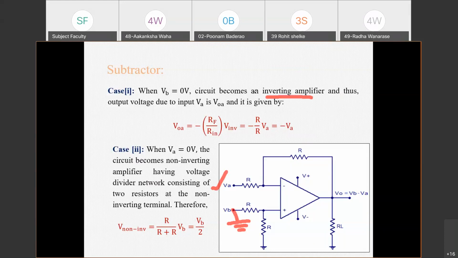And we know what the output voltage is. What is the gain of the inverting amplifier in terms of output voltage? Anyone? What is the gain of the inverting amplifier?